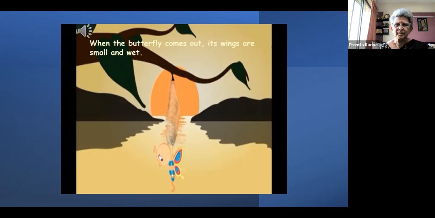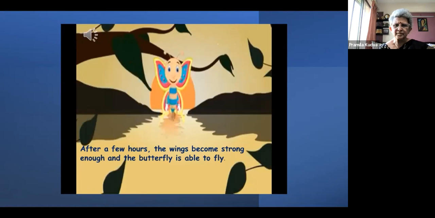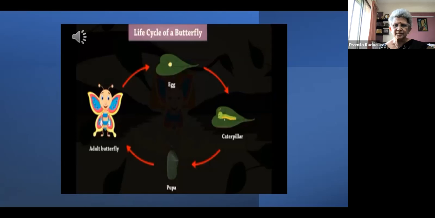When the butterfly comes out, its wings are small and wet. The butterfly pumps fluid into its wings to make them strong and to expand. After a few hours, the wings become strong enough and the butterfly is able to fly. So this is the story of my life cycle. Can you now identify the 4 stages of my life cycle?